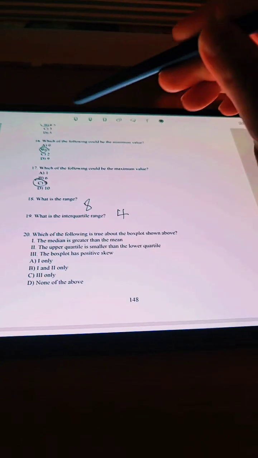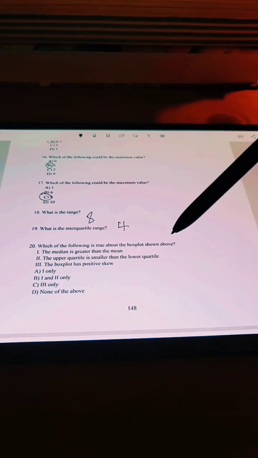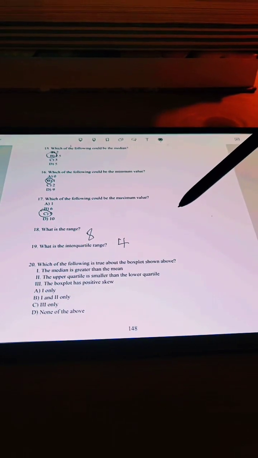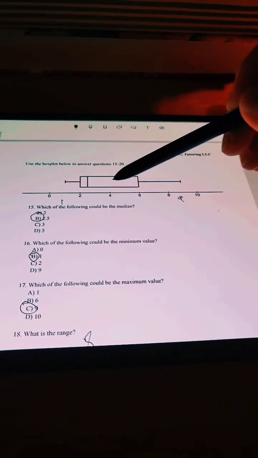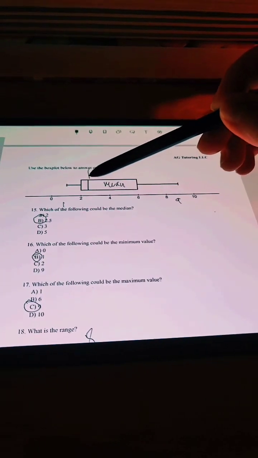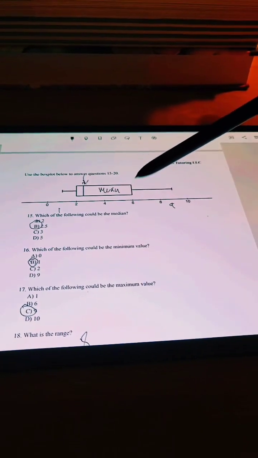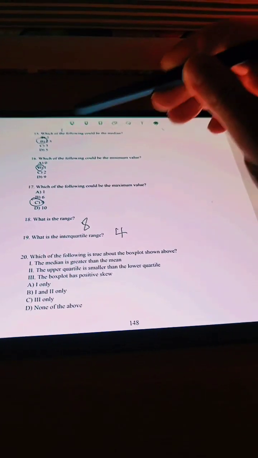So now let's go to number 20. Number 20. Which of the following is true about the box plot shown above? So we'll go back and forth. So the median is greater than the mean. So remember I said in the previous problem, think of the mean as like the bigger portion of the box. So in this case, the median, which is this line, is less than the mean. So median is less than the mean, so it's not greater, so it can't be that one.